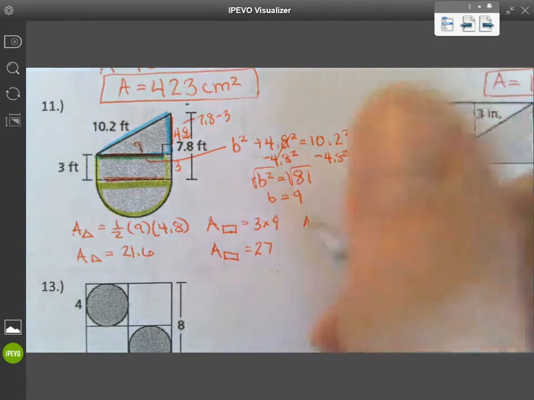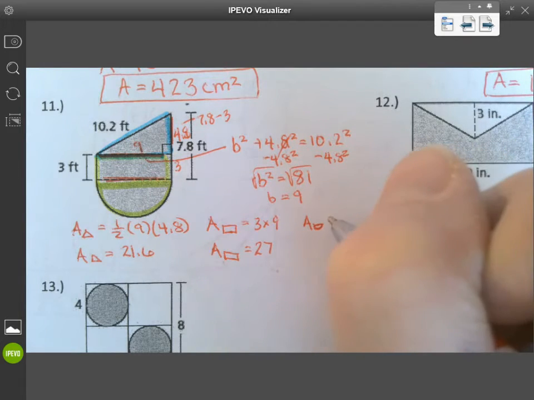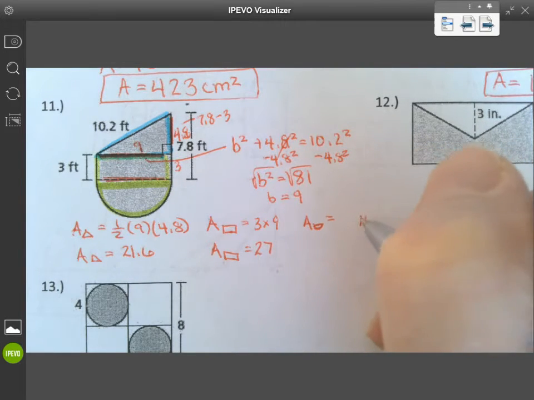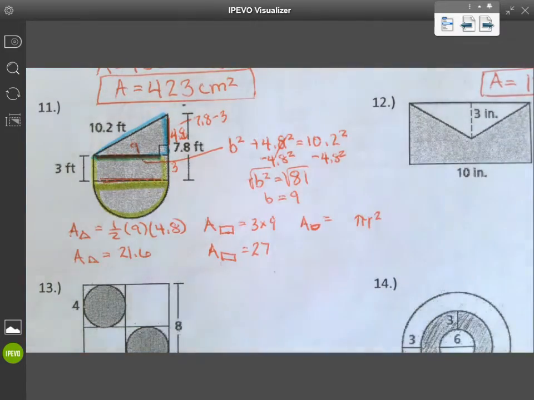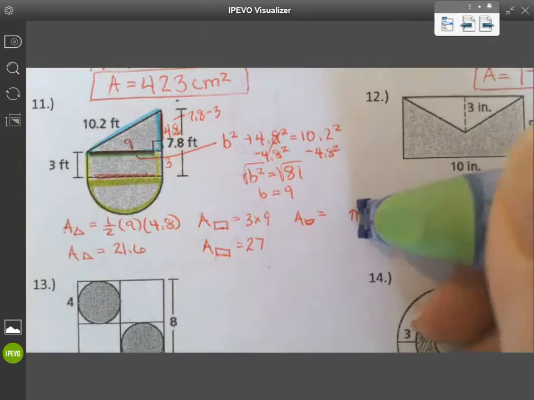Doesn't really look like a half circle. You can maybe do better than me. Okay, now, the area of a circle is pi r squared, right? Actually, let me just write that number in. What's the radius of my circle?